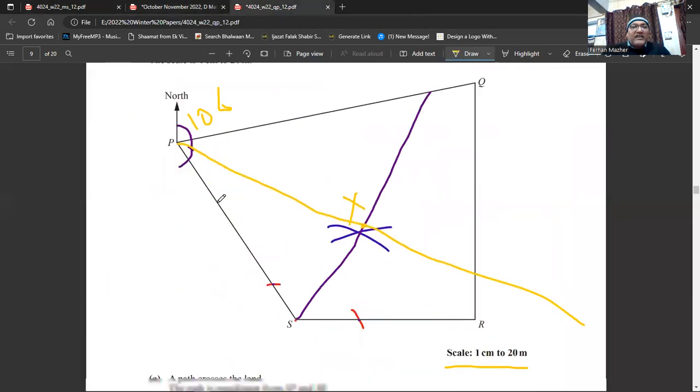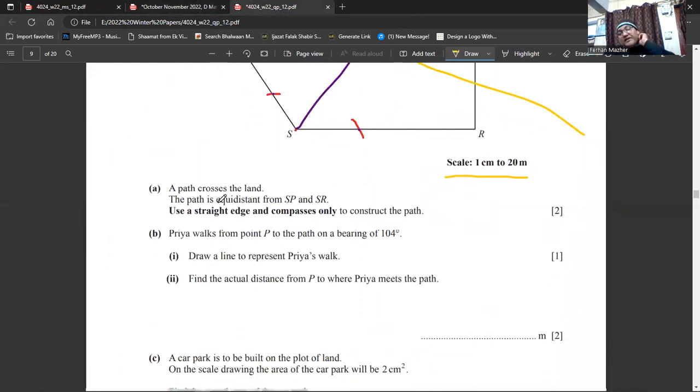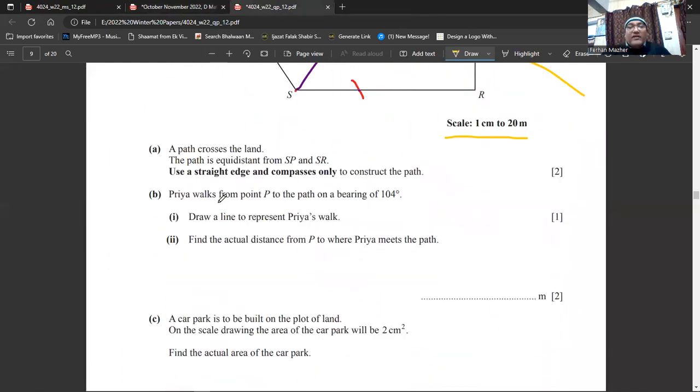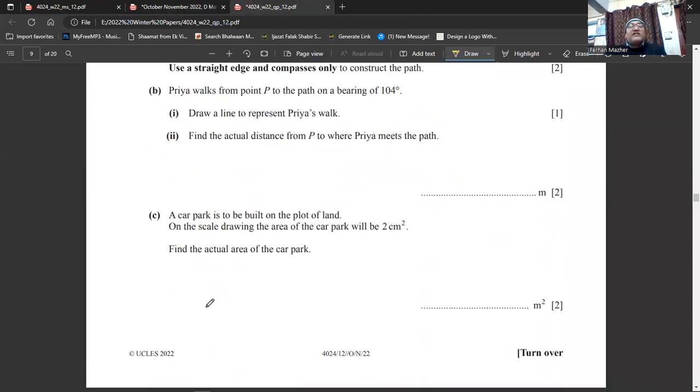Then their question is to find the actual distance from P. We are done with this. C part is, a car park is to be built on the plot of land. On the scale drawing, the area of the car park will be 2 centimeters squared. Find the actual area of the car park.